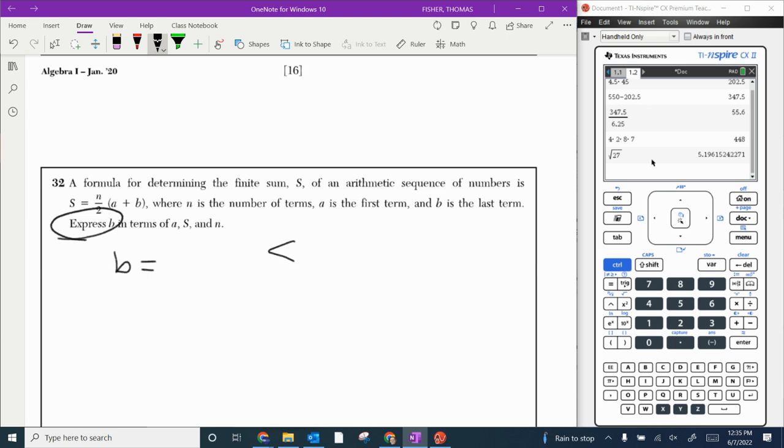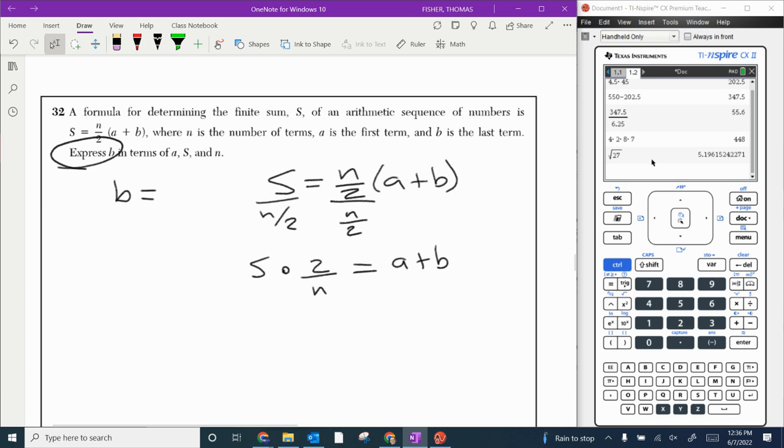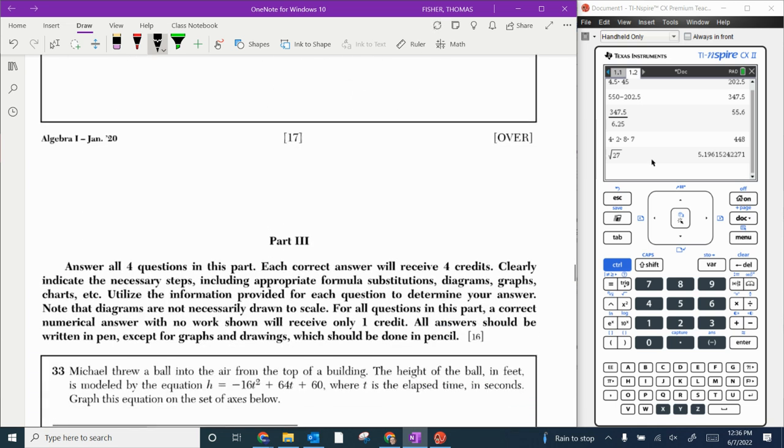So what I would do is, I'm going to copy this down. I kind of like how it's in parentheses here because the n over 2 I can get rid of pretty easily. I can just divide by n over 2. But when you're dividing by a fraction, that's the same thing as flipping and multiplying by the reciprocal. So I would do that just because it's a little bit easier. So that would be 2s over n equals a plus b, and then just minus a. Done. 2s over n minus a equals b. One way to do it. There are other ways, but only need one way to solve it.